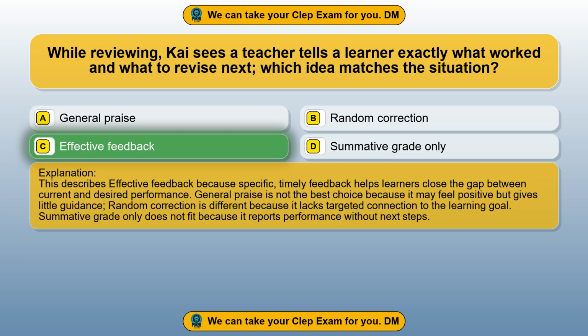This describes effective feedback because specific, timely feedback helps learners close the gap between current and desired performance. General praise is not the best choice because it may feel positive but gives little guidance. Random correction is different because it lacks targeted connection to the learning goal. Summative grade only does not fit because it reports performance without next steps.